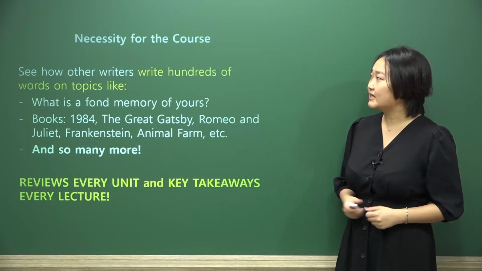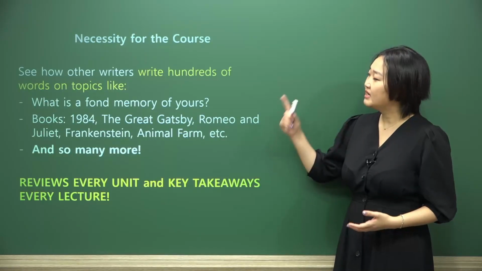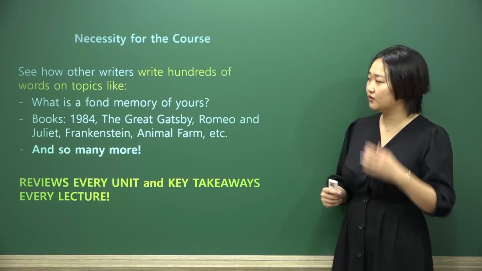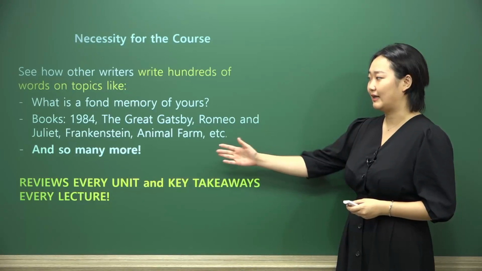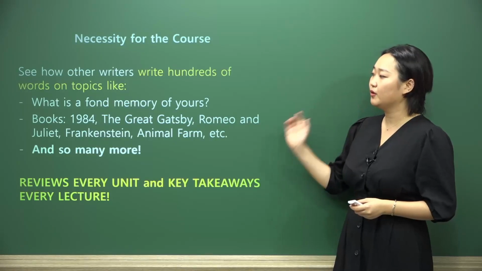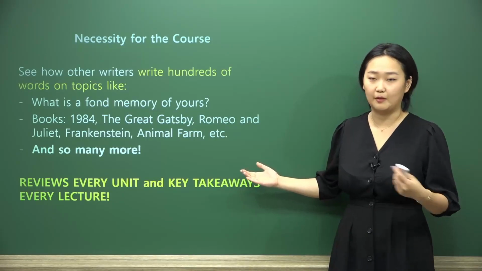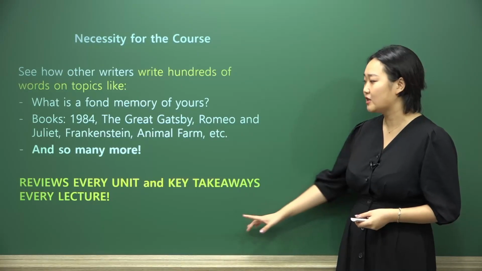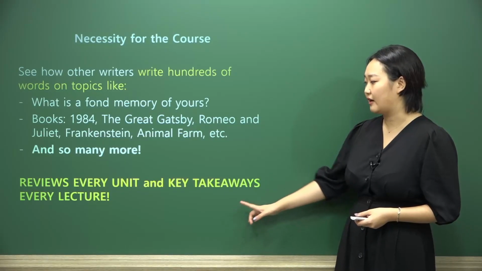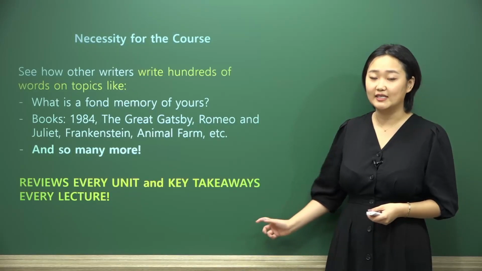And so again, the necessity for the course falls like this. See how other writers write hundreds of words on topics like, what is a fond memory of yours? Books on 1984, The Great Gatsby, Romeo and Juliet, Frankenstein, Animal Farm, and more. And also, when we're talking about the way that we're going to be looking at this series, we want to also know that there are reviews every unit and key takeaways every single lecture.